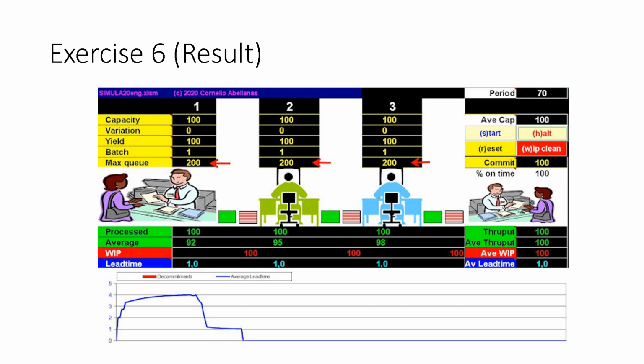So we have removed all the excess inventory and WIP has gone back to 100, lead time back to 1, and we did not miss any deliveries in the process. So this looks a better method than the previous one, in this case of no variability.